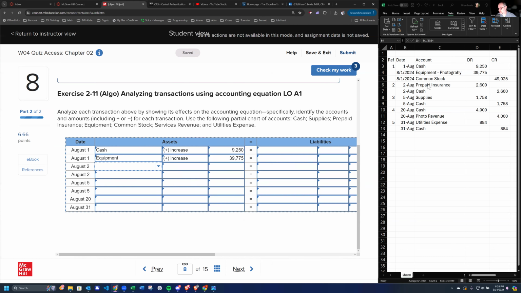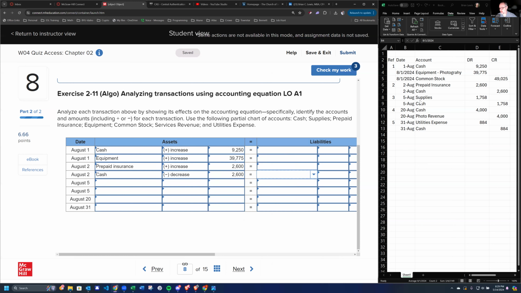So on this one, we're going to do prepaid insurance as an increase. Okay, so that's an asset. So prepaid insurance is going to be an increase, and it's going to be for 2,600. Now the interesting thing, oh, that's why they have two here. On the asset side, we also have a cash. It's going to be a decrease for the same amount, 2,600, right? That's why they had two for the second.